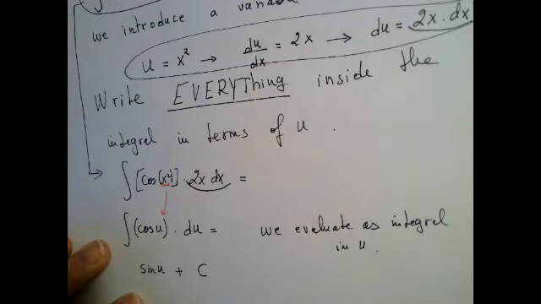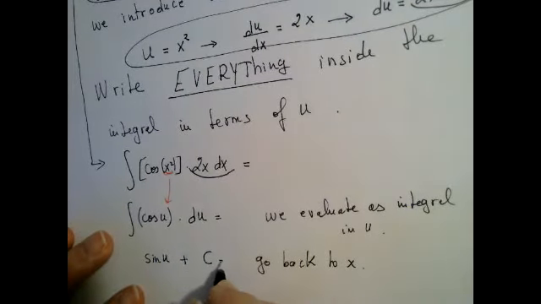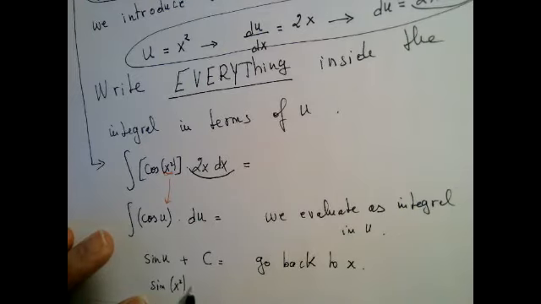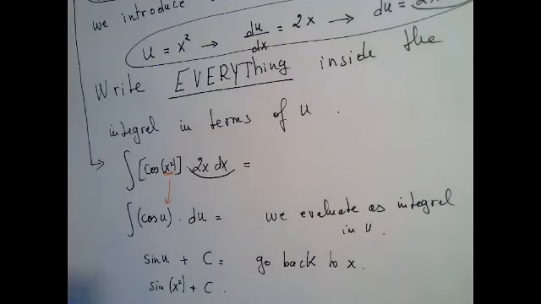The last step of the game, go back to x. Because my original integral is in terms of x, we have to go back to my original variable. So the integral is equal to sine x squared plus C. So we're not guessing anymore. We're using a very specific technique, which will allow us to find the sine x squared.